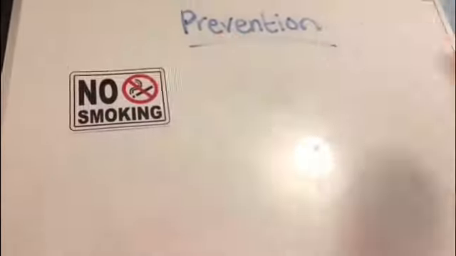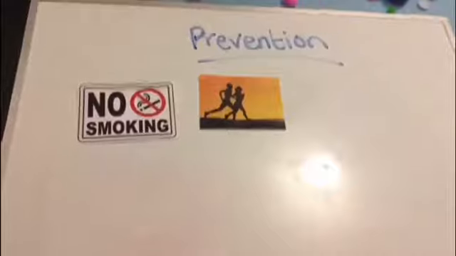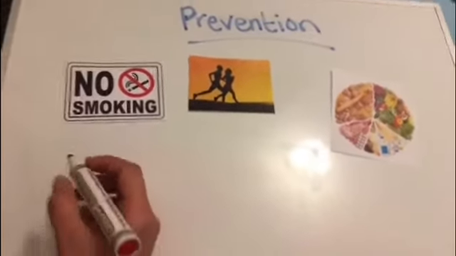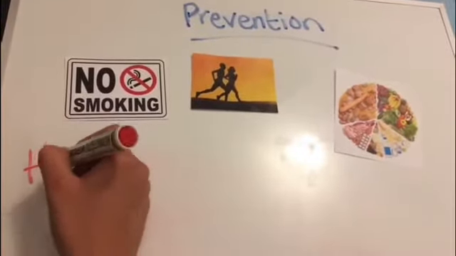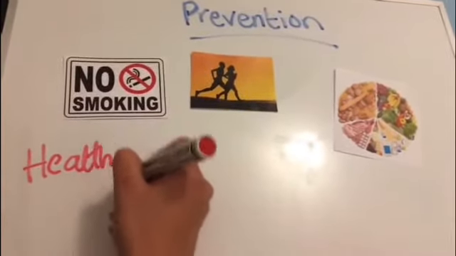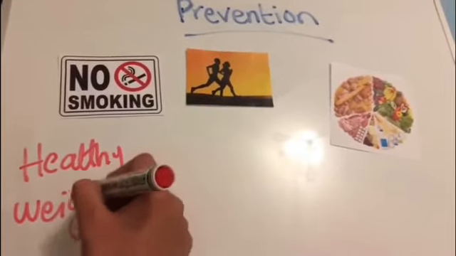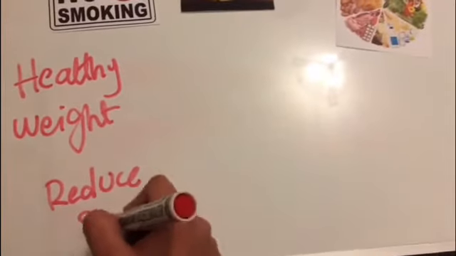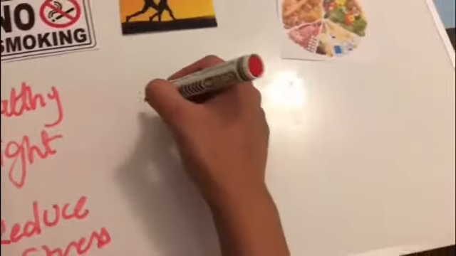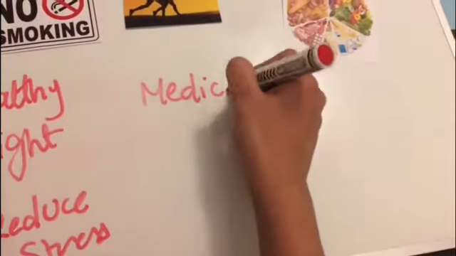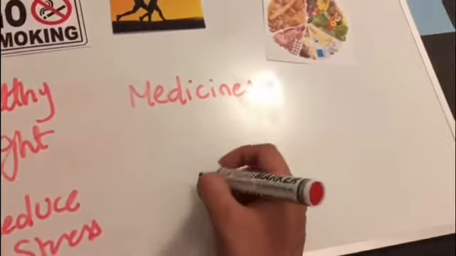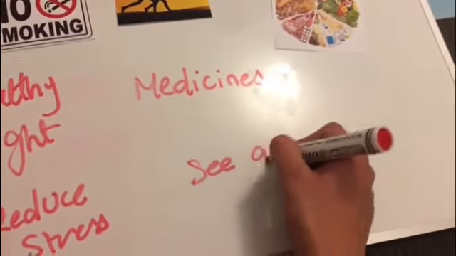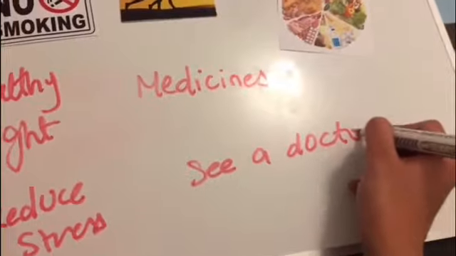There are many things that you can do to prevent heart valve disease, such as not smoking, getting regular exercise or staying active, having a healthy diet plan that's lower in cholesterol, saturated fat and trans fat, having a healthy weight, reducing your stress levels by meditating, taking medicines that lower cholesterol levels, prevent high blood pressure, heart failure, and heart attacks, and also seeing a doctor.